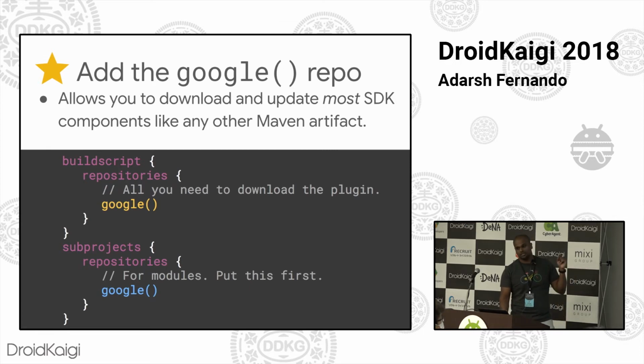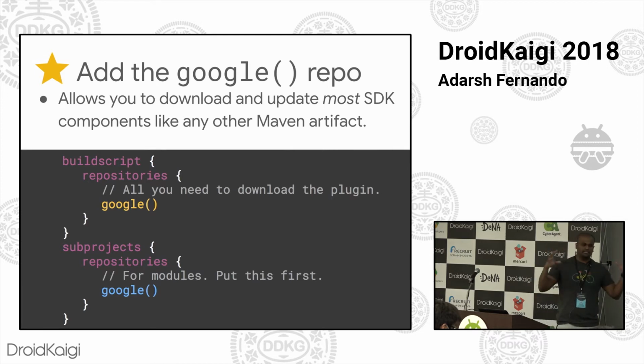In order to actually get the plugin, you also need to add the Google Maven repository. So in Gradle 4.1 and higher, Gradle added the google keyword for our Maven. And what that allows you to do is actually just download SDK components like any other Maven artifact. So you don't need to go through the SDK manager and download a huge blob for just certain dependencies or certain artifacts that you want. So this is all you really need for the plugin to put it in your buildscript repository. But if you want it for your modules, for those other SDK components, put it in your subprojects closure.